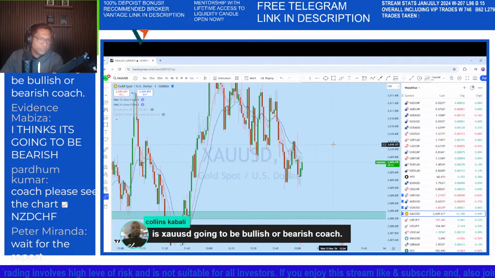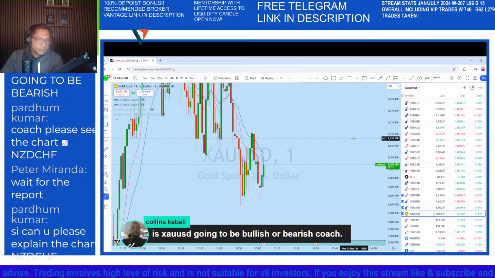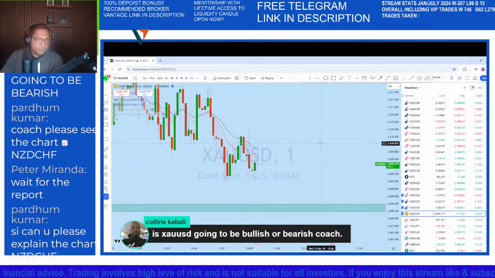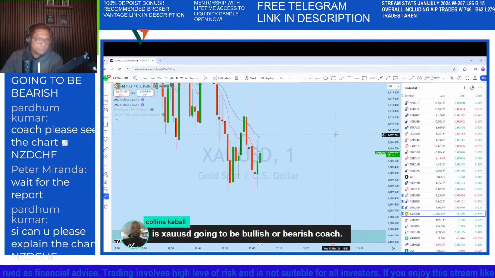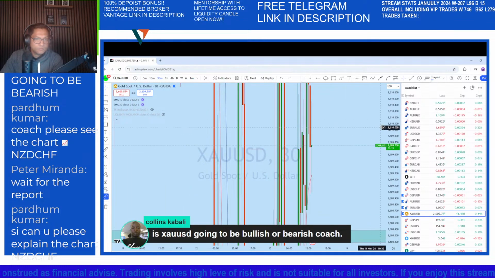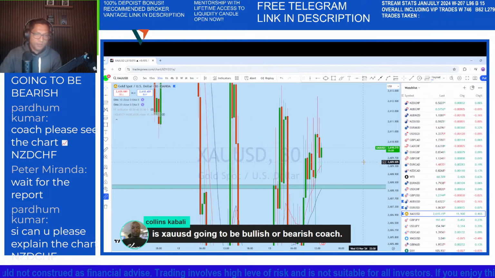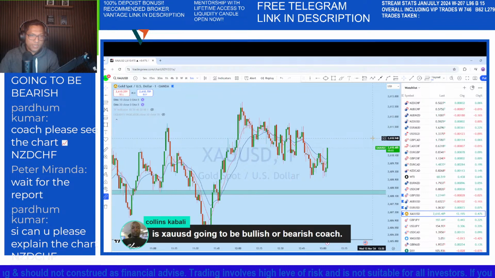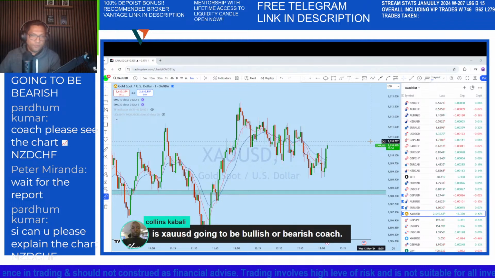It's forming a bullish structure in that area, and it's very difficult for us to enter at the moment as there is news coming. I would wait for the market to show its hand. It's always a better idea to wait for the market to show its hand.